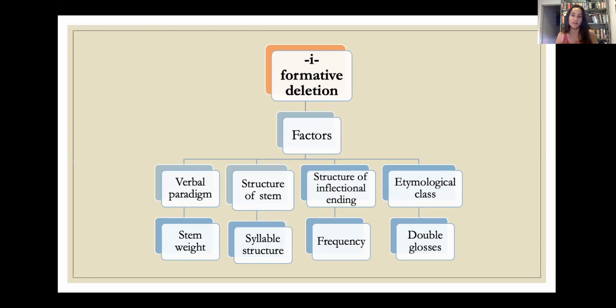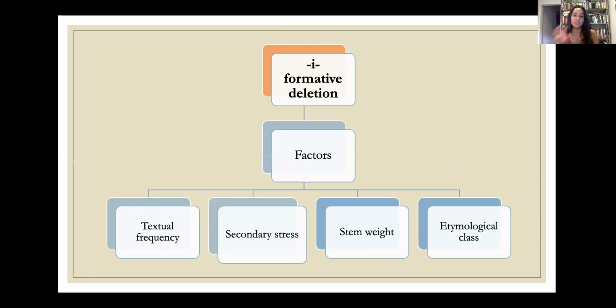So I've given you some of the factors that I'm looking at, and out of these 8, my poster will focus on these 4: textual frequency, secondary stress, stem weight, and etymological class. And my poster will explain how these 4 factors seem to be playing a role in the deletion of the I formative in the Northumbrian dialect.